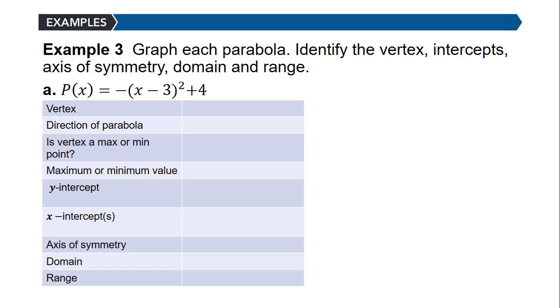The first function is p(x) equals the opposite of (x minus 3) squared plus 4. The first thing we want to identify is the vertex. Well, because this is in vertex form, the vertex is just (3, 4). Then we want to state the direction of the parabola. Because we have this negative on the outside, that's understood to be a negative 1 as a coefficient of the square term. Since a is negative 1, the parabola will open down.